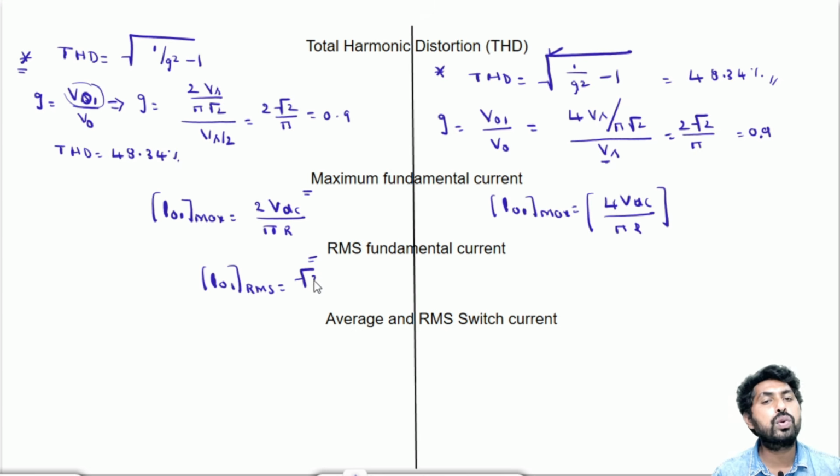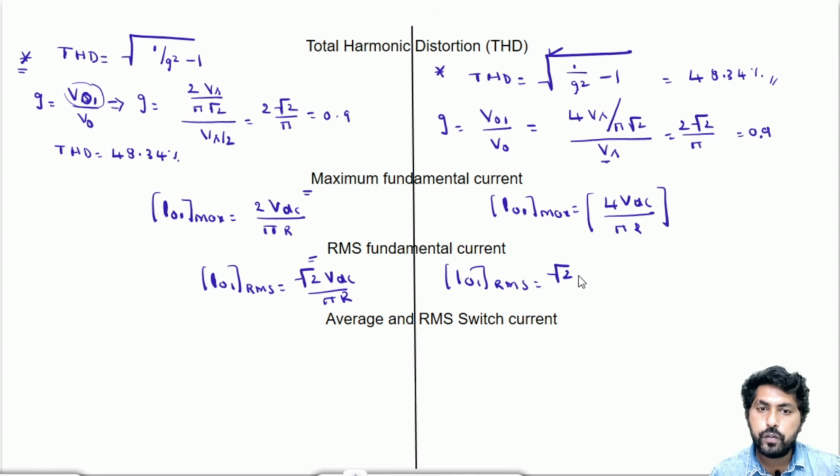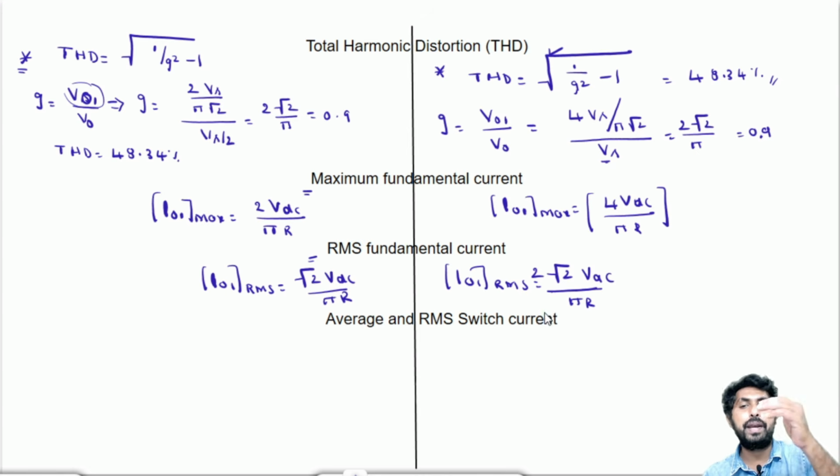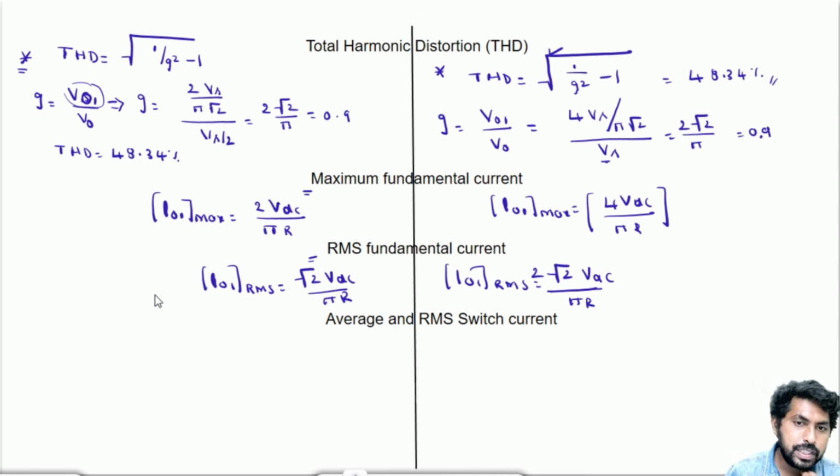I will get root 2 into VDC divided by pi into R. And here I01 RMS would be root 2 into VDC divided by 2 root 2 into VDC divided by pi into R, because 4 VDC by pi R divided by root 2, I0 maximum by root 2. So now let us find the average and RMS value of the switching current.